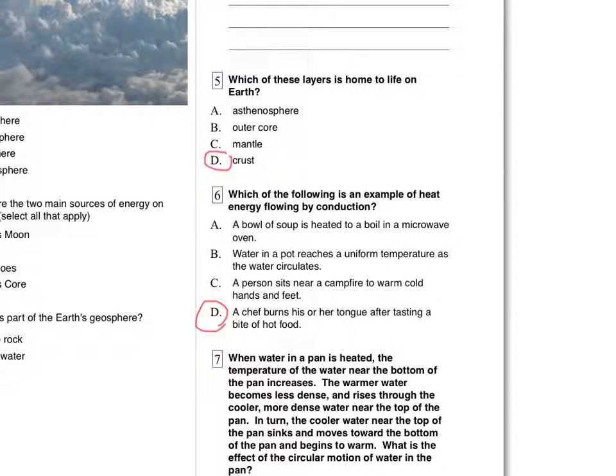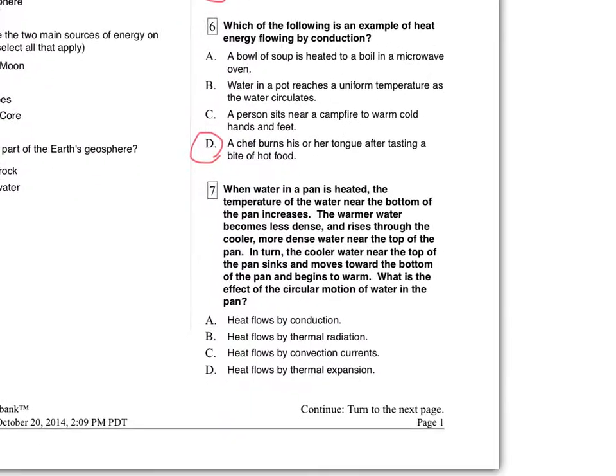And both of these, actually, the water in a pot circulates to a uniform temperature, and the person is sitting near a campfire. Those are both actually convection of a liquid and the convection of a gas. So, moving on to the next one.